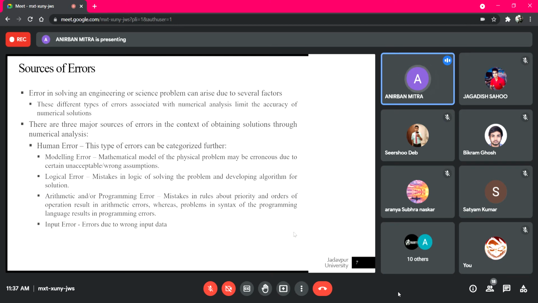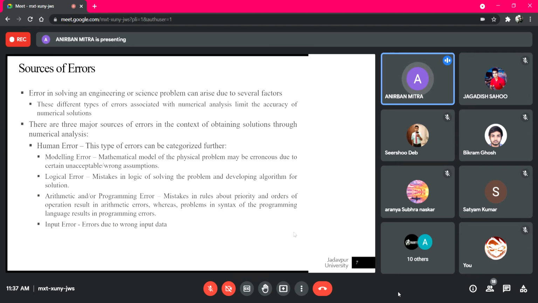Finally, there is also input errors. That means errors due to wrong input of data. A particular type of data is required as the input, but what you have supplied is not that type of data. So that can also create an error which is known as the input error.